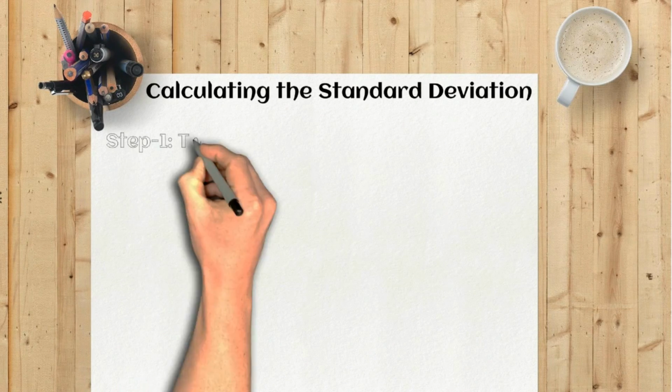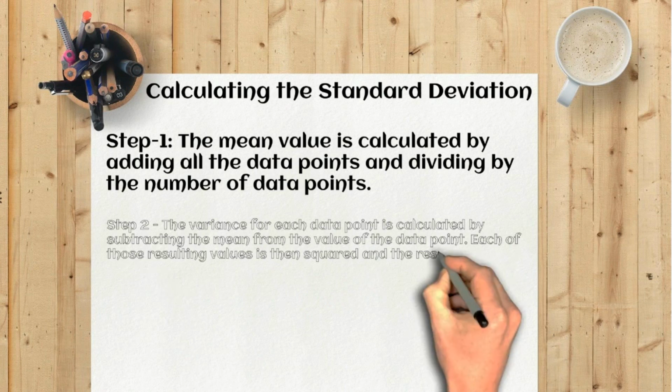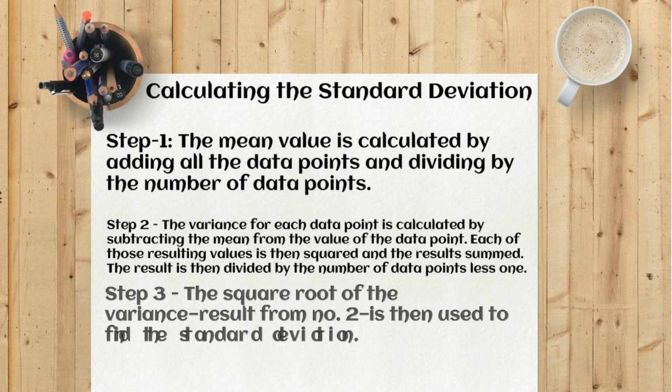Calculating the standard deviation. Standard deviation is calculated as follows. Step 1. The mean value is calculated by adding all the data points and dividing by the number of data points. Step 2. The variance for each data point is calculated by subtracting the mean from the value of the data point. Each of those resulting values is then squared and the result summed. The result is then divided by the number of data points less 1. Step 3. The square root of the variance, the result from step 2, is then used to find the standard deviation.